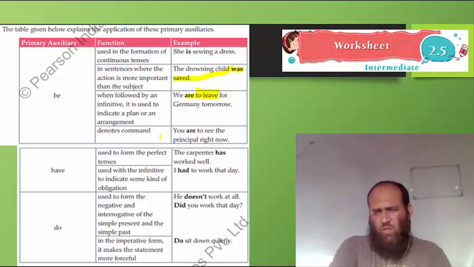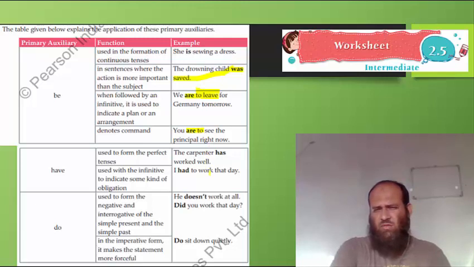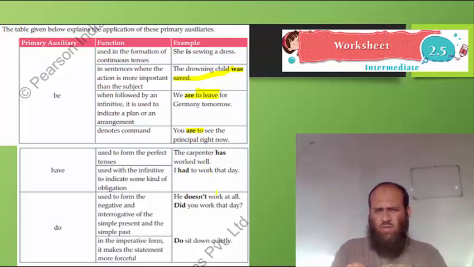Now, whenever you wish to denote a command: you are to see the principal right now. It means the principal is inside and she has called you. So this is a command for you. You are to meet the principal now.